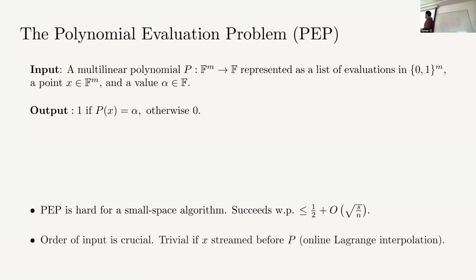And what you said is that the order of the input is extremely crucial, because if I first ask you, I'm going to ask you about this dot, and then stream the dots, then obviously it would not be a problem for you to tell me if it's blue or not. Okay, great.